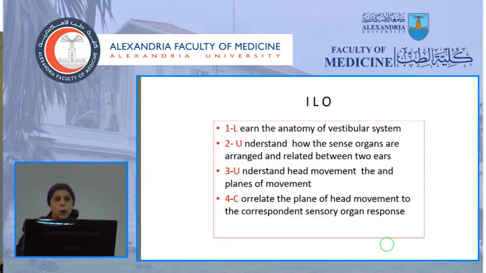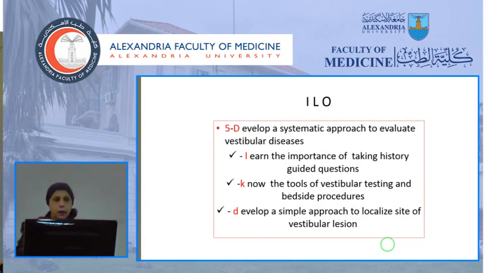Number 4, I want you to correlate the plane of head movements to the corresponding sensory organ arrangement and response. Then we need to develop a systematic approach to evaluate the vestibular diseases. In this sense, I want you to learn the importance of history taking in our systematic approach to evaluate vestibular diseases.